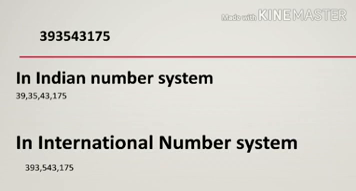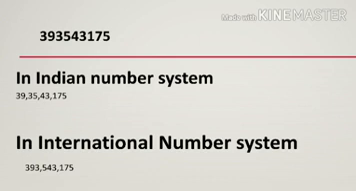Okay, now we can check the same thing with another example. On the screen you can see a 9-digit number, and we are going to name the number in the Indian number system and also in the international number system. First we will check with the Indian number system. There are 9 digits. From the right we will put a comma after the first 3 digits, then 2 digits, then 2 digits. Then how will we read this number? It's 39 crores 35 lakhs 43,175 in the Indian system.